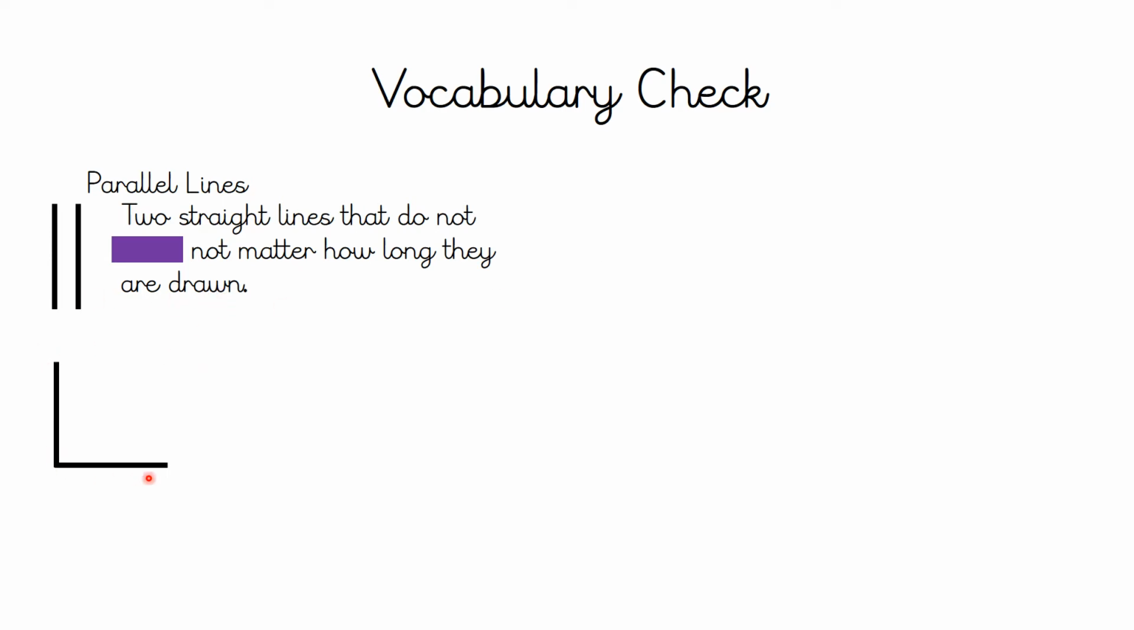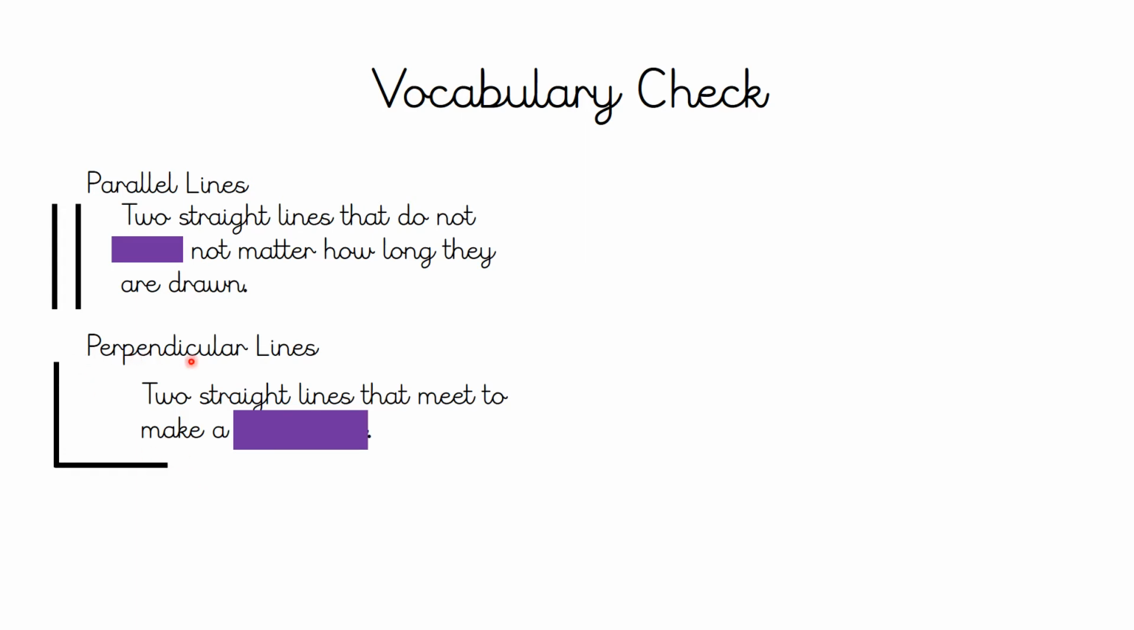Can you remember how we would describe this pair of lines here? Can you say it for me? Correct! These are perpendicular lines. That means they are two straight lines that meet to make a right angle.